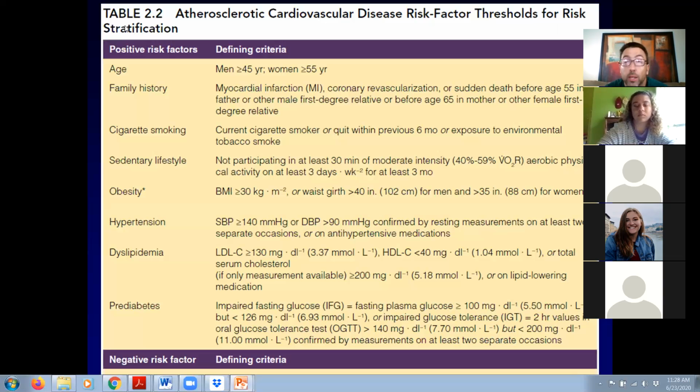The next risk factor is related to obesity as defined by BMI or waist circumference. If you are obese by BMI, so you have a BMI of greater than or equal to 30, or you have a waist girth, which we will measure as part of the body comp lab, of greater than 40 if you're a man, or greater than 35 if you're a woman, that's going to be considered a risk factor.